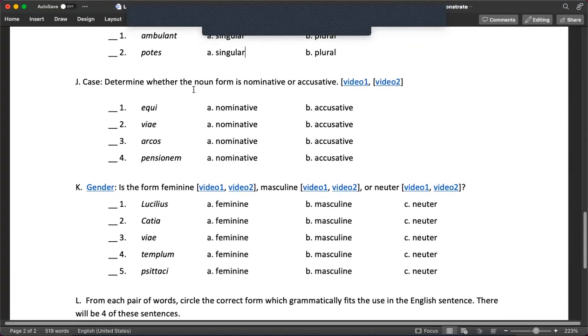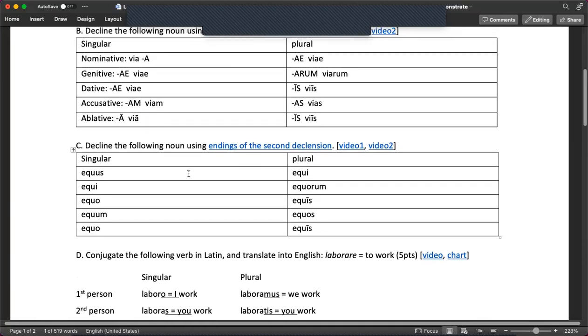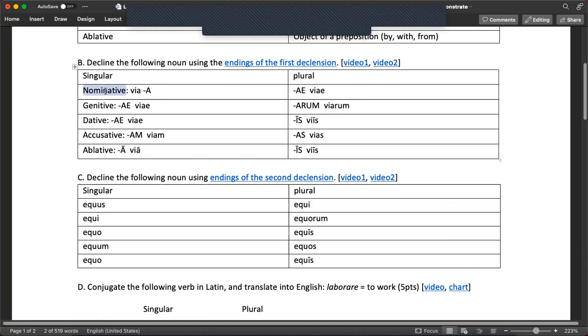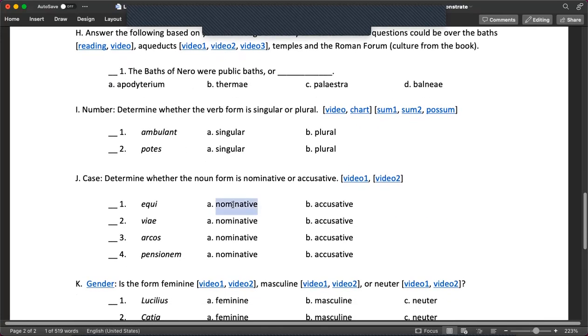Letter J, determine whether the noun form is nominative or accusative. Very simply, find the ending here, equi. The ending is I. I'm going to go back up to section C, and I see the nominative forms look like this. The accusative forms look like this. Equi is in the first set of boxes here, which I know is the nominative case. So that one is going to be nominative.